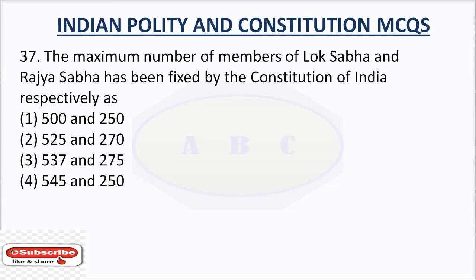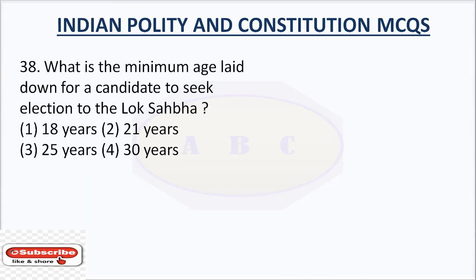delayed. Question number 37. The maximum number of members of Lok Sabha and Rajya Sabha has been fixed by the Constitution of India respectively as: option number 1, 500 and 250. Option number 2, 525 and 270. Option number 3, 550 and 275. Option number 4, 545 and 250. Right answer is 545 and 250.